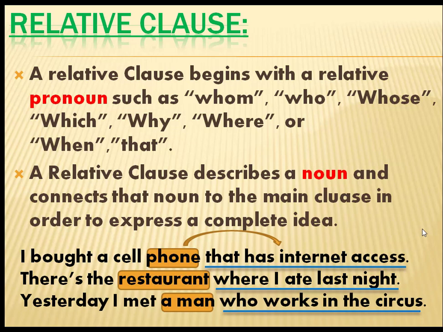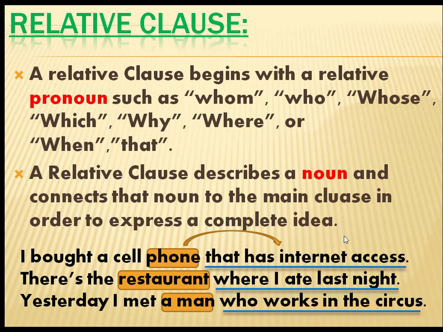What is the function of a relative clause in a sentence? The relative clause always describes a noun, and it connects that noun to the main clause in order to express a complete idea. The role of the relative clause in a sentence is that it always describes the noun before it, and it also establishes the relationship with the main clause in order to express the complete idea.